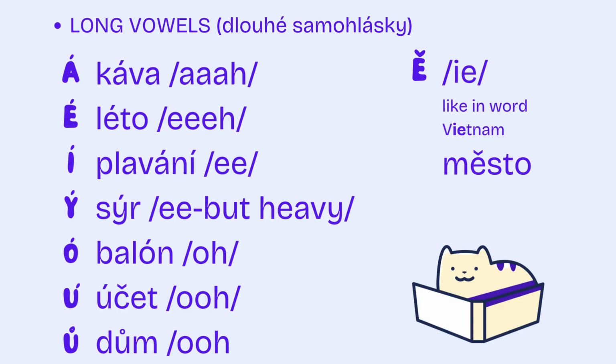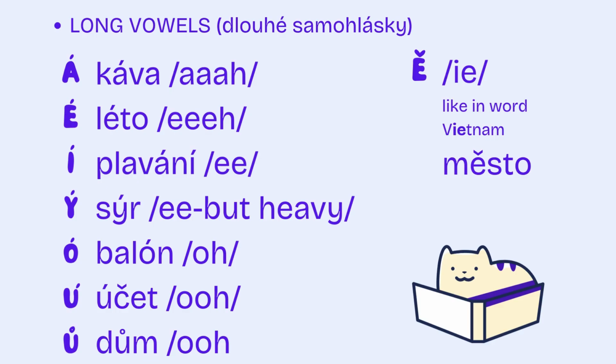Next one, long e. Léto. Long i. Plavání. In this word, we have two long vowels. Next one, long i. In a word, sýr. Next one, long o. Balón.